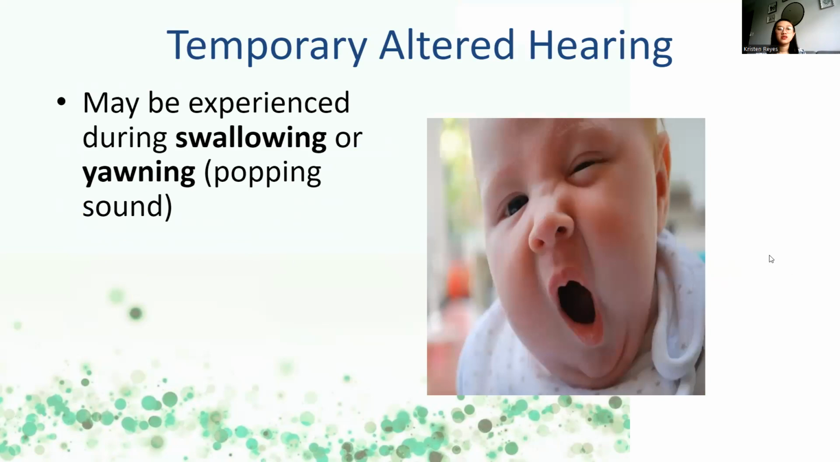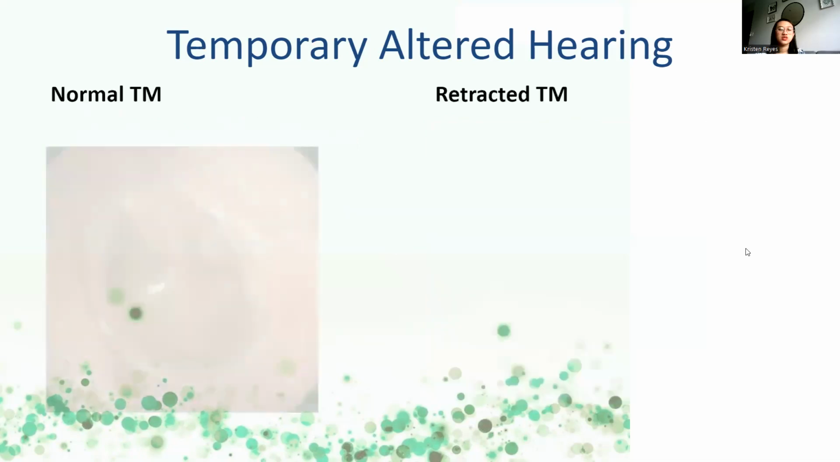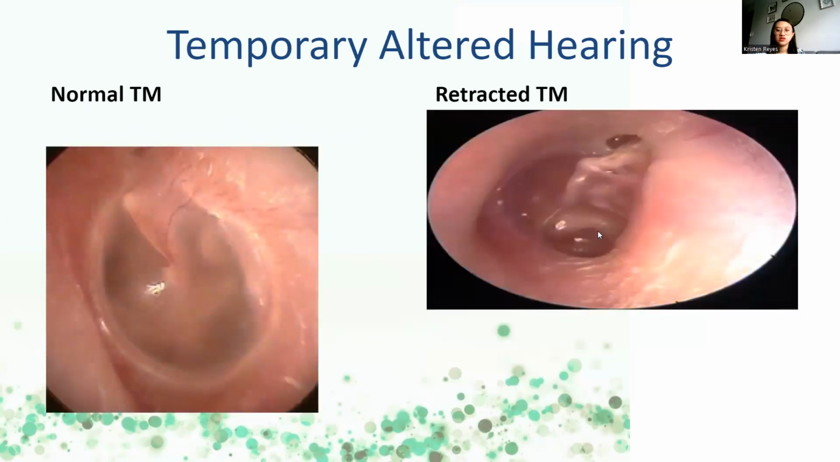So temporary altered hearing may happen during swallowing and yawning, and even when there is a change in atmospheric pressure, right? When you ride an airplane. Of course, if you have a retracted tympanic membrane, that can also cause hearing difficulties. Normal tympanic membrane, retracted tympanic membrane, meaning palubog siya. Whereas kanina yung bulging tympanic membrane, palabas naman na yung tympanic membrane. This is also due to infection, middle ear infection or otitis media.